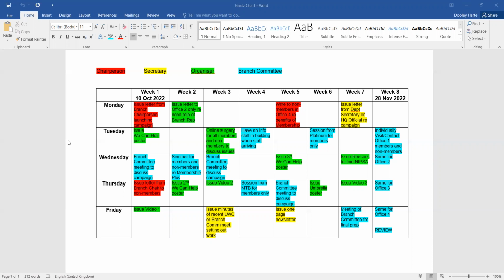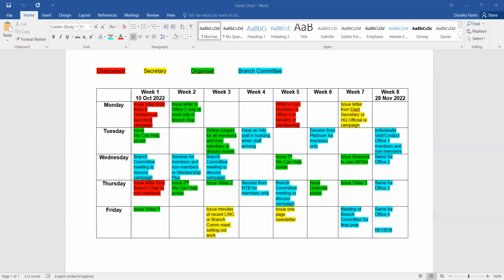Then we have our reasons to join NIPSA poster that could be issued out. Issue video 3, and then at the end of week 7 or the beginning of week 8, whichever way you want to do it, we've factored in a meeting of the branch committee, the final preps for the following week. So we'll stop there again.